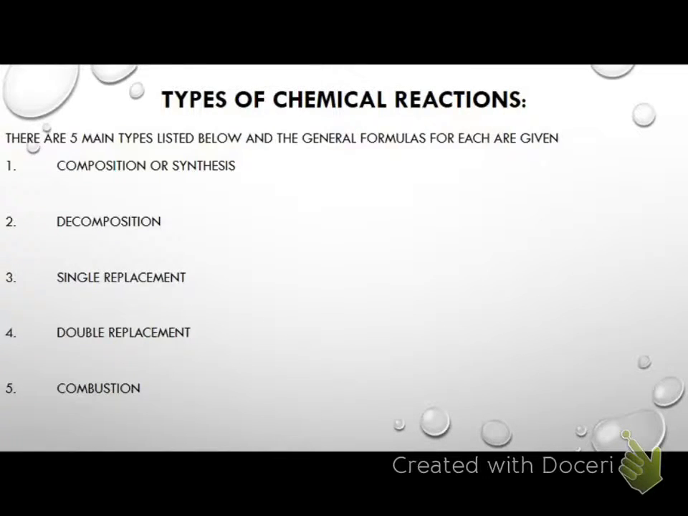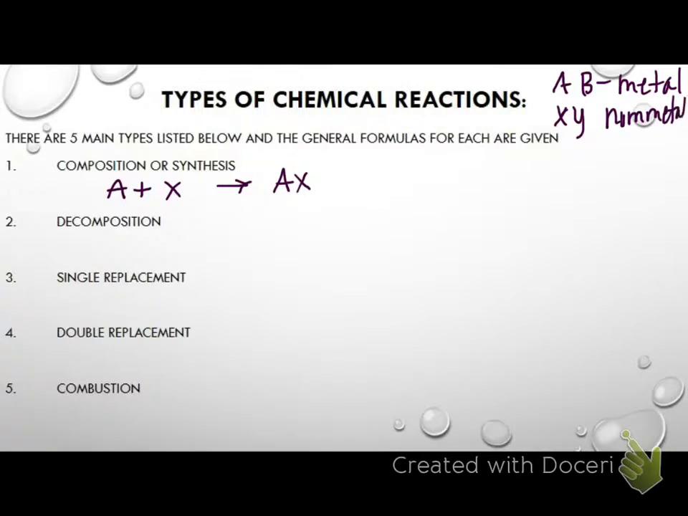First type we're going to talk about is called composition or synthesis. Sometimes you might see it as combination, but basically you're going to start with 2 things and make 1 thing. So a general formula is going to be A plus X makes AX. So we're composing it or we're synthesizing it. In this little key, we're going to use A and B to represent metals, and we'll use X and Y to represent nonmetals, just as our little code there.